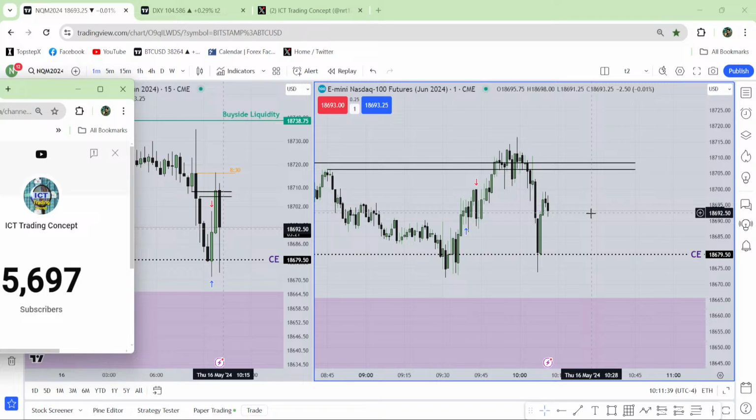1 hour candle bodies on NQ respecting the BC by imbalance result in efficiency. Up we go.